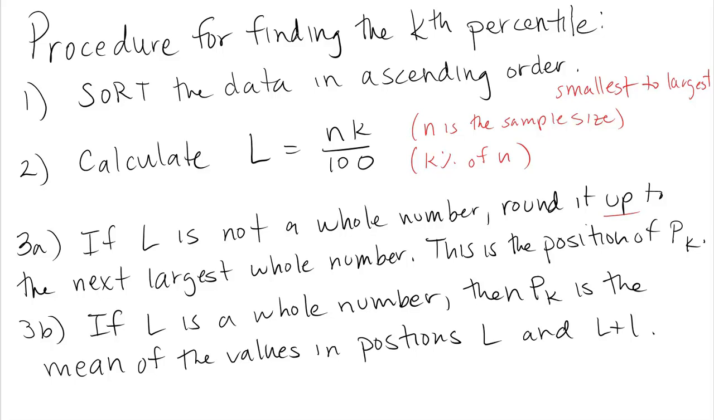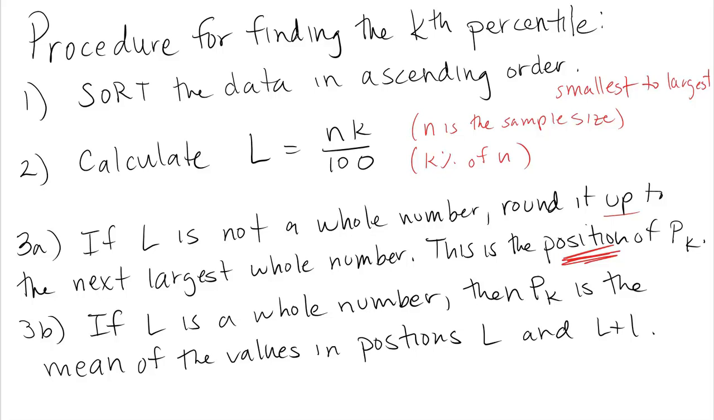This is the position of the kth percentile. So two things here. You're going to have to sometimes fight your instincts to round to the nearest integer and always round up to the next largest. Secondly, that's not telling you the answer, that's telling you the position of the answer. You then count down the list to that position, and whatever data value is in that position, that's the kth percentile.